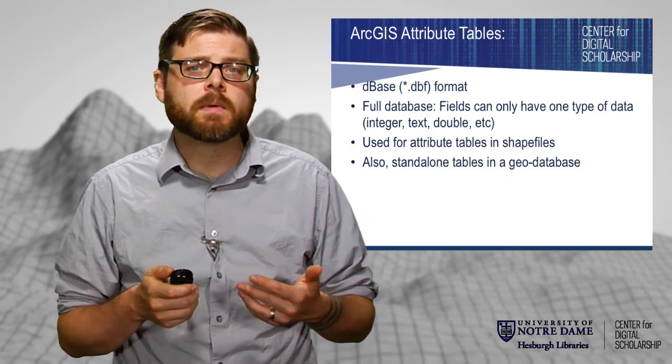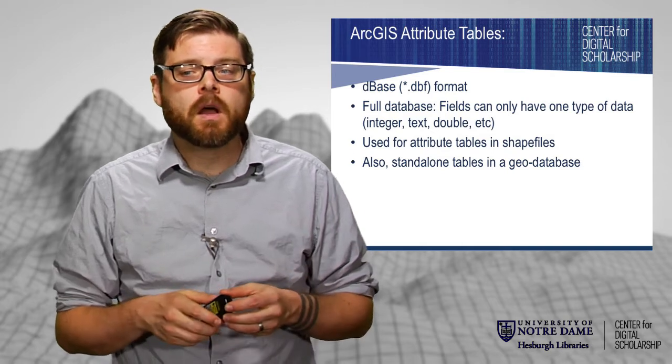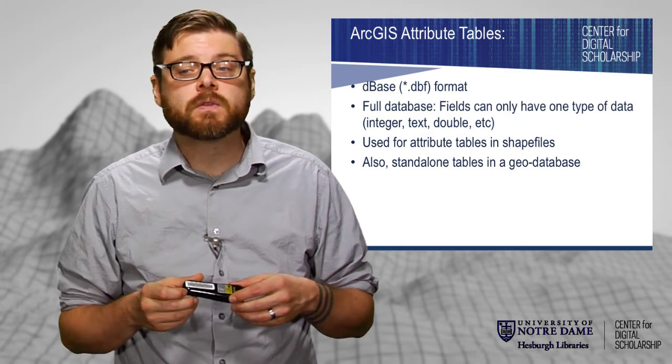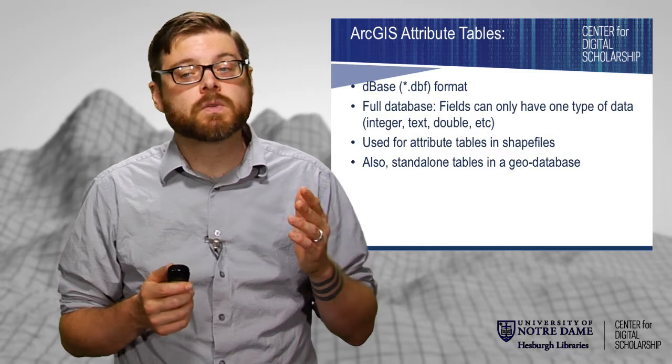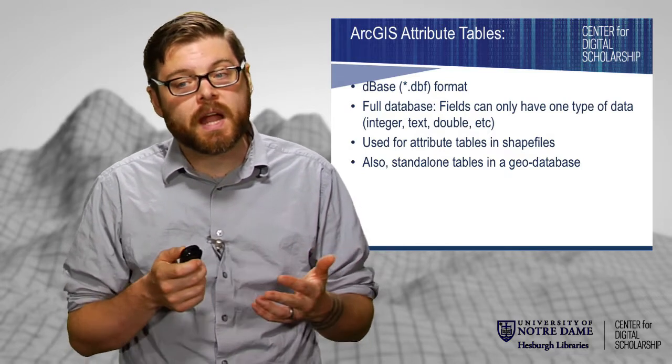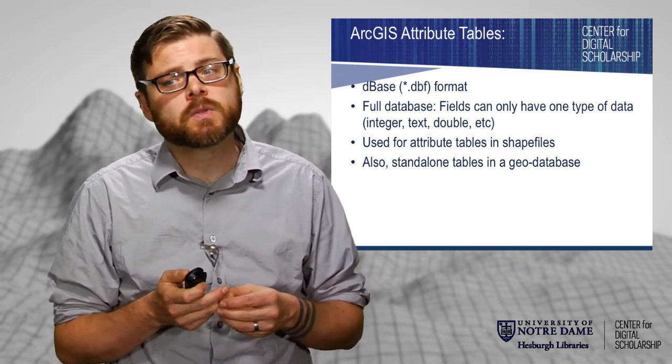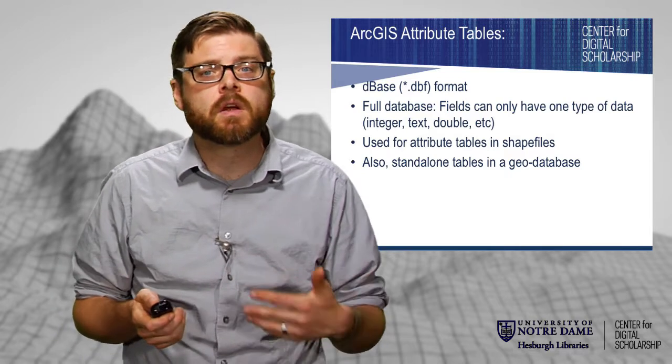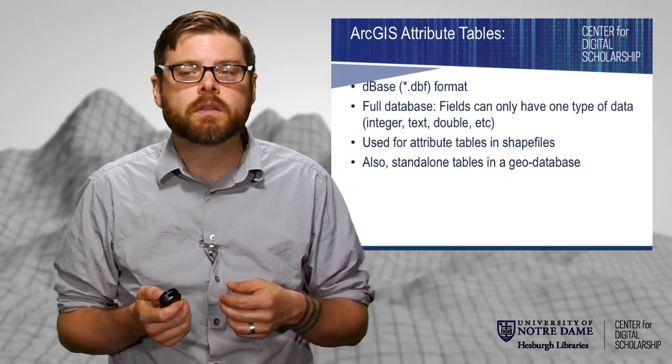So the way that we have these stored in ArcGIS is what's called a DBF format, and this is an old database file format. It's a full database. We can have fields with one type. We use them for the attribute tables, but they can also be standalone tables within a geodatabase or within our data that we're working with.